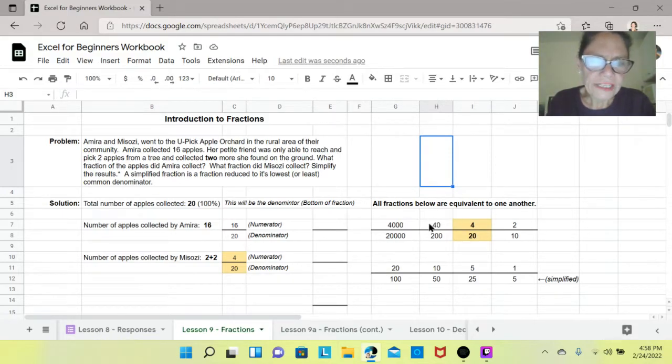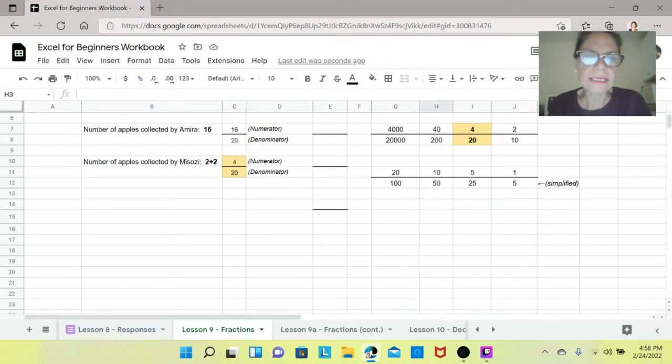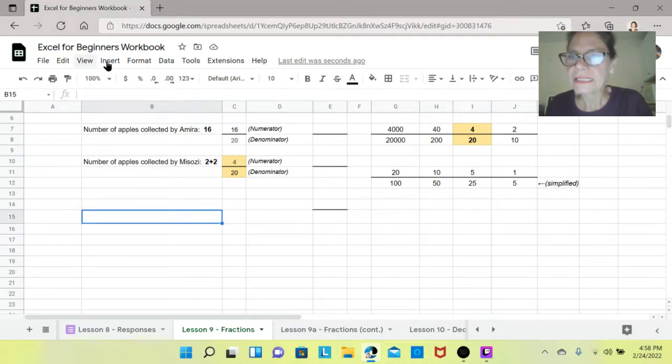These are all the fractions below. I took this one as the example. So 4/20ths is equal to 2/10, to 1/5, to 5/25. All of these fractions are all equal to each other. If you do a pie chart, these would all be the same. I'll show you quick how to do a pie chart in Excel.